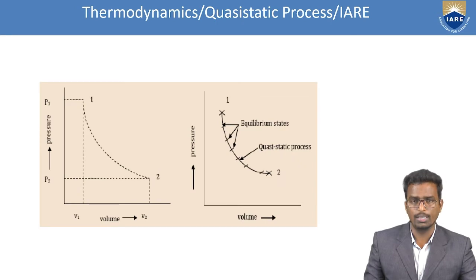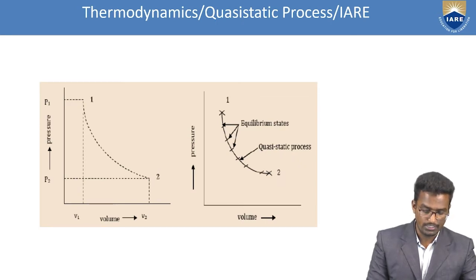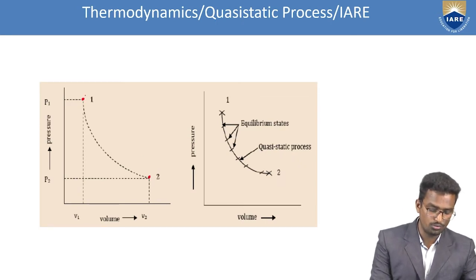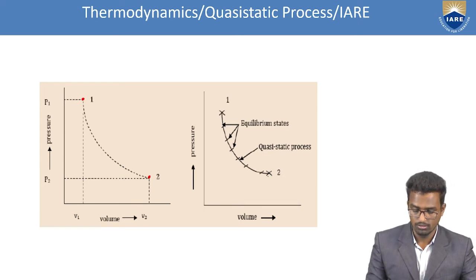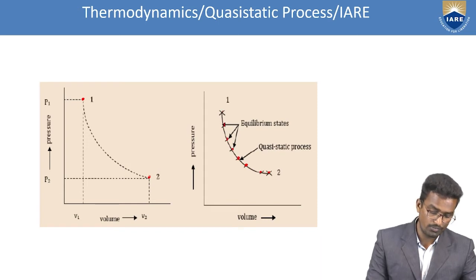Okay, if I draw the same thing I drew previously: previously it was a 1 to 2, a direct single line. Now, in the second case, I added a number of intermediate points. Due to that, I get a smooth curve. But in the previous case, what happened?